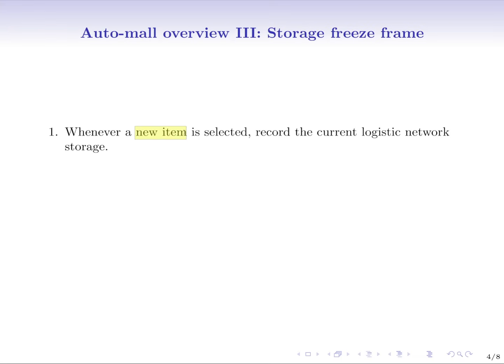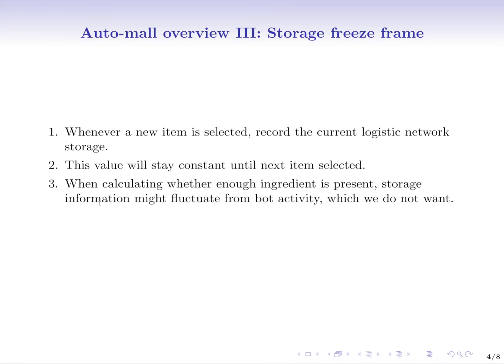Okay, next we have something I call a freeze frame of the storage, which means that when I select a new item to work on, I want a snapshot of what my current logistic network is. It's called a freeze frame because I will use this value until the next item is selected. The reason for this is that when we calculate whether we have enough ingredients for making this item, the storage information might change during that calculation because bots might be taking some ingredients out of the storage. So we don't want this to fluctuate too much because that would mess up our calculation.